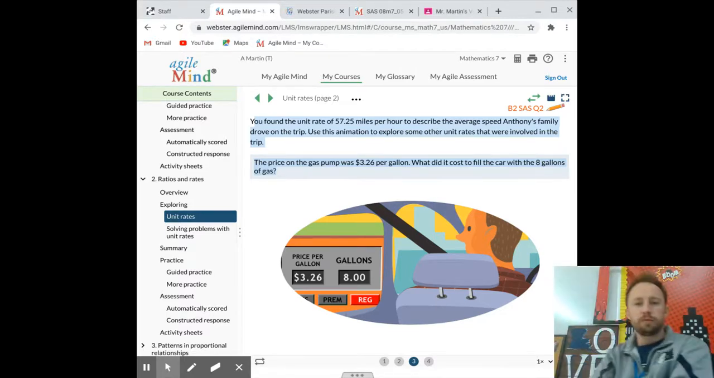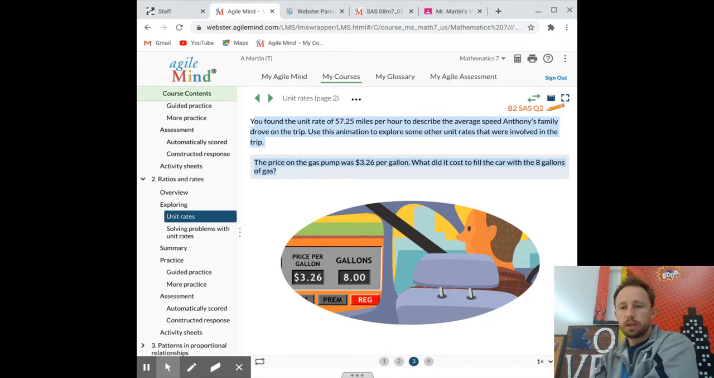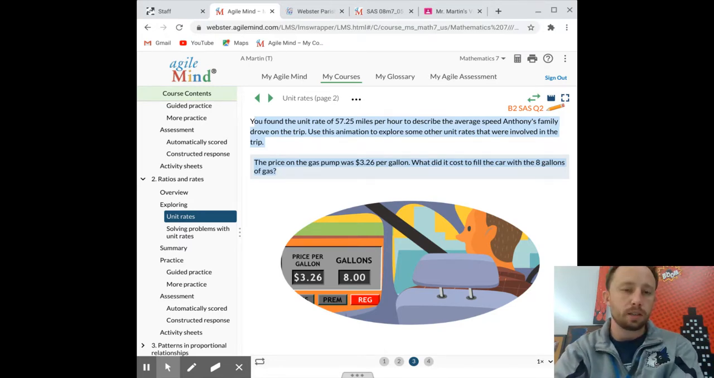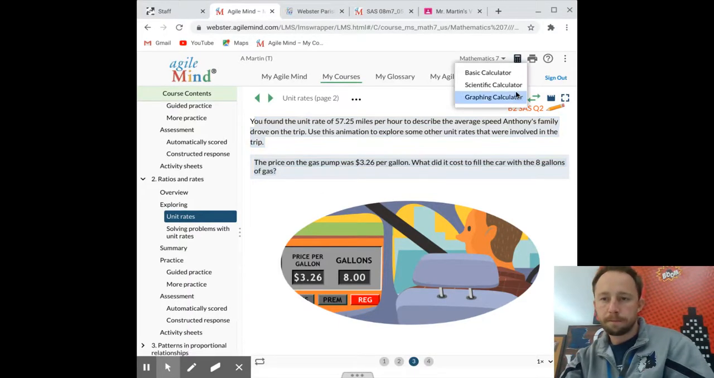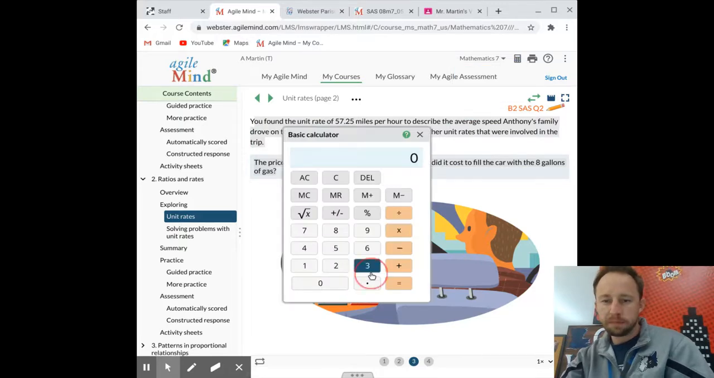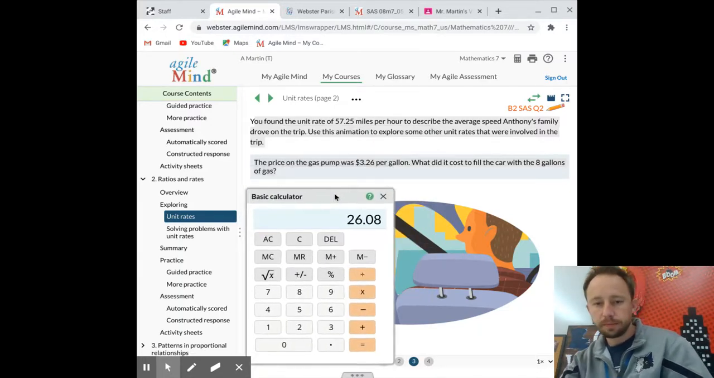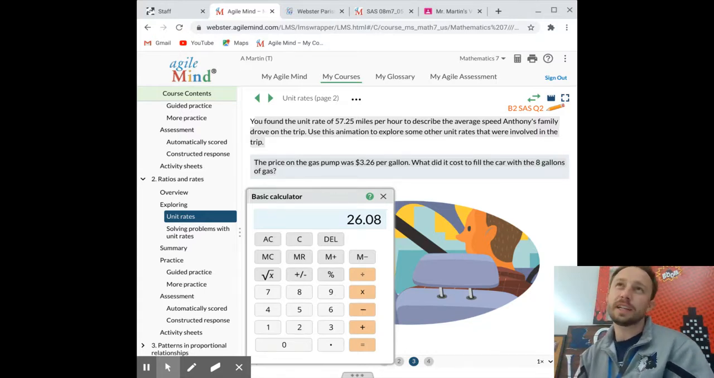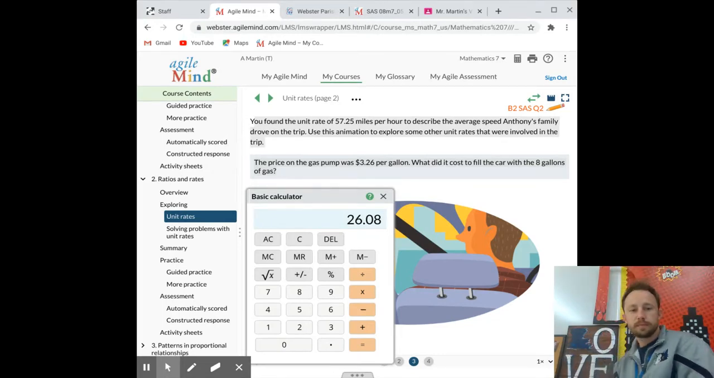All right. So if 1 gallon of gas is $3.26, how are we going to figure out what 8 gallons of gas costs? Multiply 3.26 by 8. All right, so let's do that. What do we get? I got 26.08. That's correct. So if we said that in dollars and change, we would say what? $26.08. Good job.